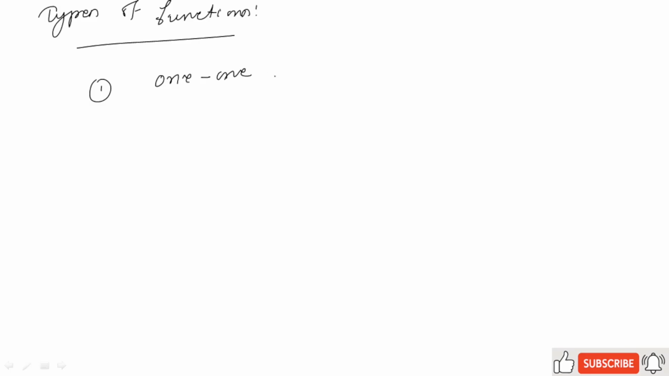Now we are going to learn about types of functions. The ones we have learned earlier are some common functions. Now coming to our next topic, types of functions. Number one is one-one function. It is also called injective, or sometimes we can write it like this also. Okay, one-one functions. So what is the definition of a one-one function?